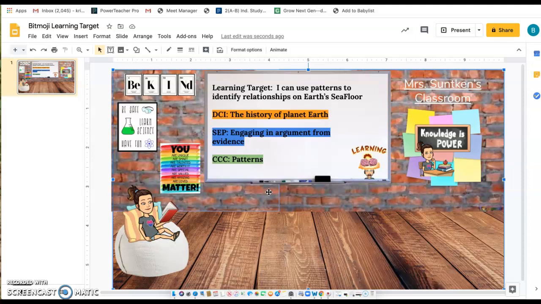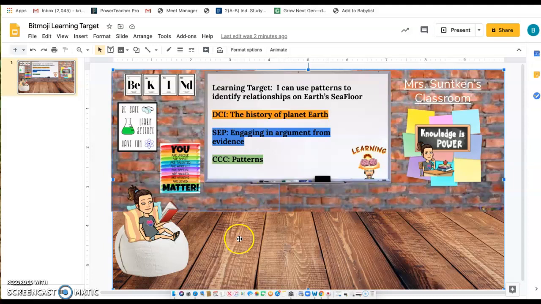Our learning target is: I can use patterns to identify relationships on Earth's seafloor. Our DCI, our disciplinary core idea, is the history of planet Earth. What you're going to need to know is some of the history of planet Earth. That could span thousands of years, or 50 years, but we're really going to be looking at the age of the seafloor.